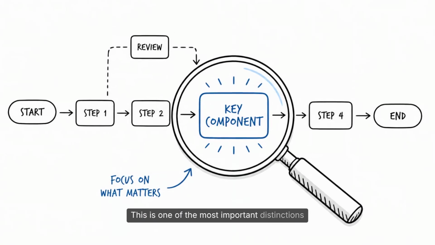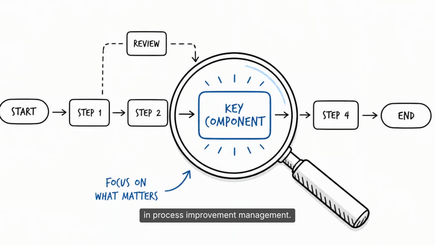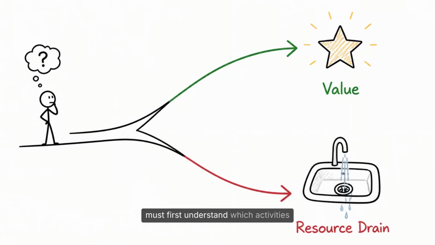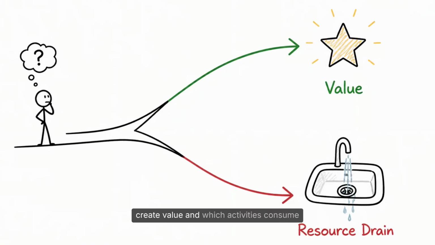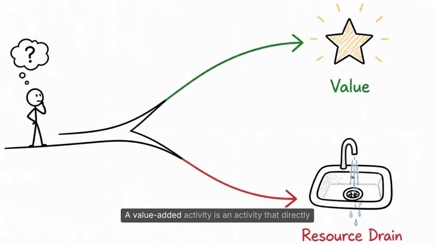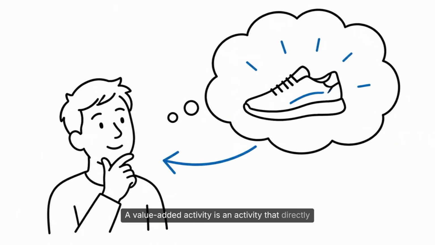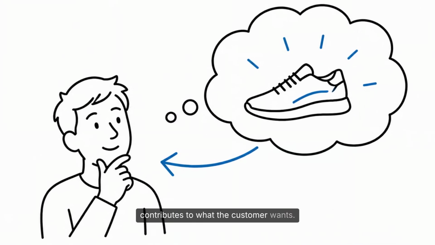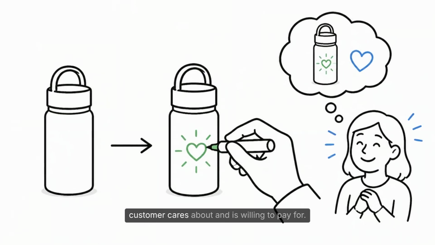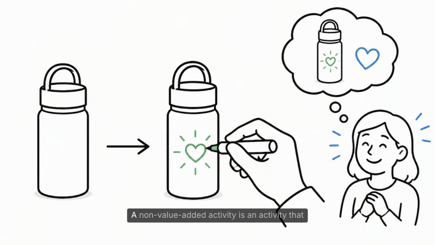Value-added versus non-value-added activities. This is one of the most important distinctions in process improvement management. If you want to improve a process, you must first understand which activities create value and which activities consume resources without creating value. A value-added activity is an activity that directly contributes to what the customer wants. It changes the product or service in a way the customer cares about and is willing to pay for.